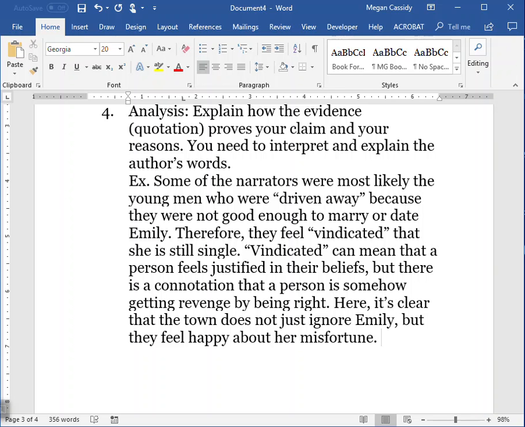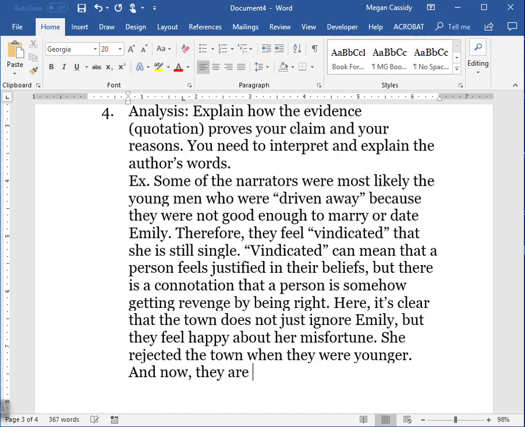William Faulkner picked the word vindicated for a reason. So he didn't just say, we felt right and happy that she was miserable. No, they felt vindicated. Like they wanted, I don't know, somehow like revenge. So she rejected them, the town, when they were younger, and now they are in turn rejecting her now that they're older.